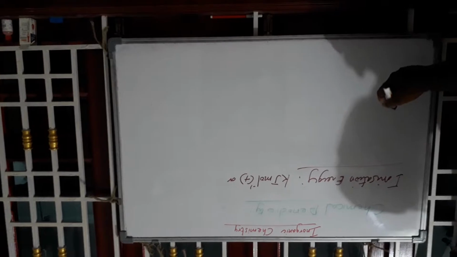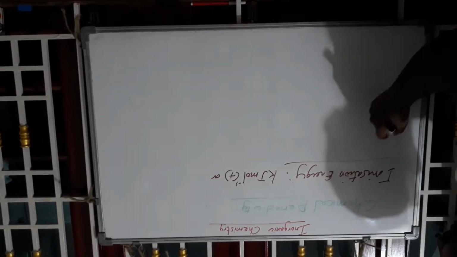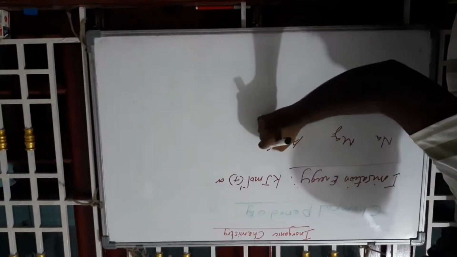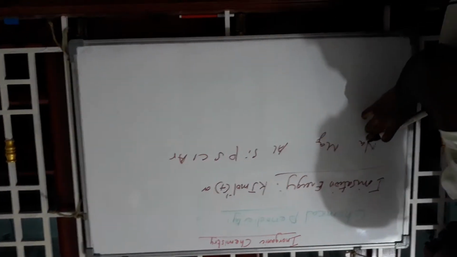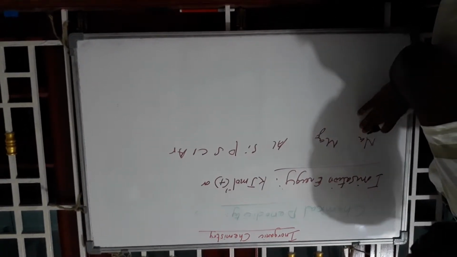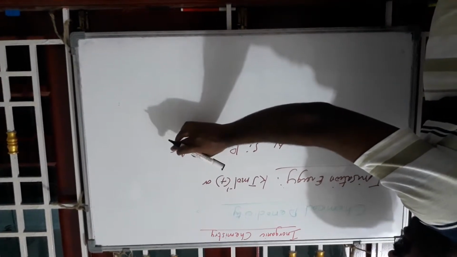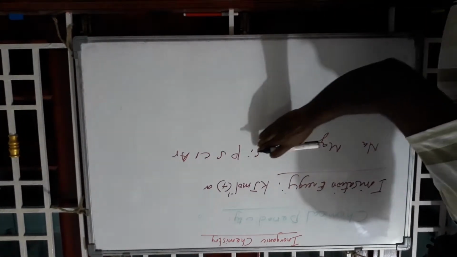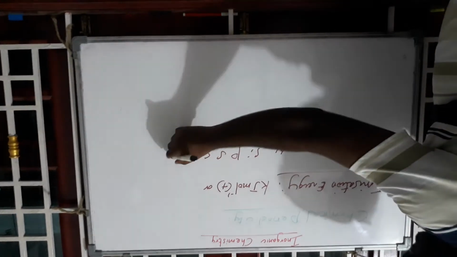In the periodic table, from left to right, ionization energy increases. Across the period sodium, magnesium, aluminium, silicon, phosphorus, sulfur, chlorine, argon, argon has the highest ionization energy.